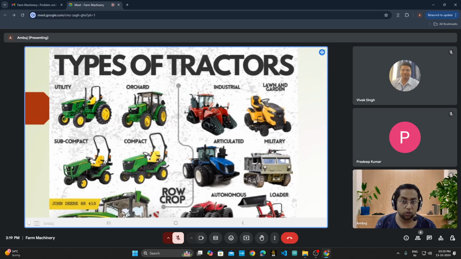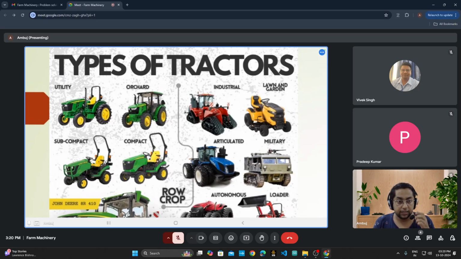Then your orchard tractor is there. Orchard tractors or row crop tractors generally have less width so that they can be easily operated in the field. The wheelbase and track width are both somewhat less as compared to conventional tractors, so that the turning radius is minimized. This is regarding your orchard tractor.